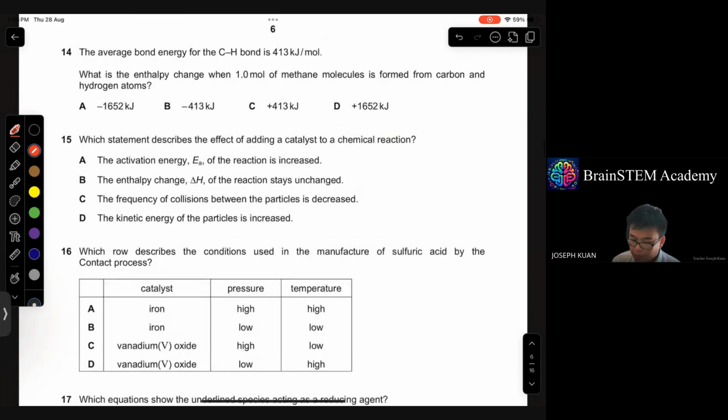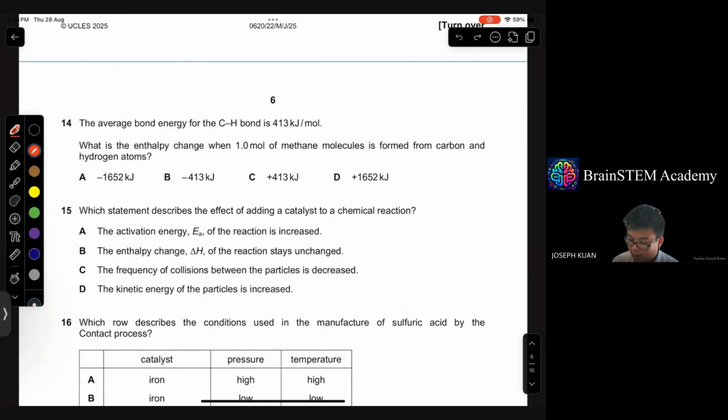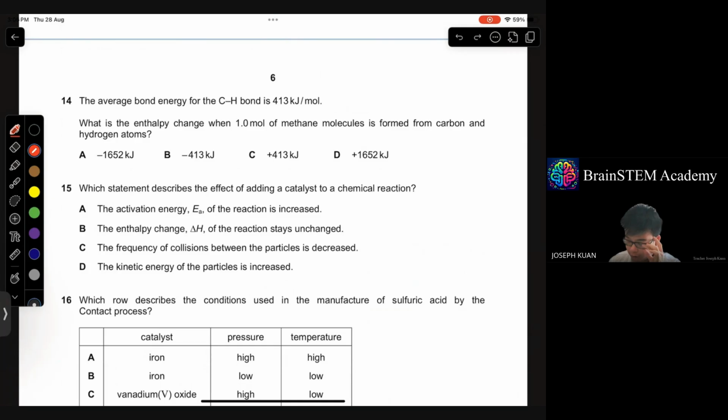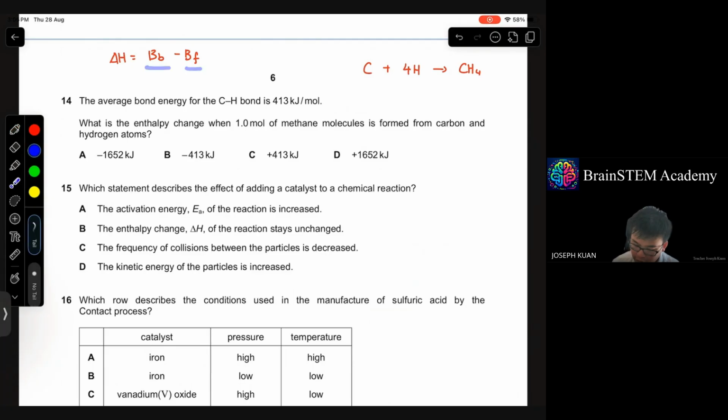Next, the average bond energy for the C-H bond is 413 kilojoules per mole. What is the enthalpy change when 1 mole of methane molecules is formed from carbon and hydrogen atoms? So carbon and hydrogen atoms, together they react and form methane. So the enthalpy change follows the formula of bond breaking minus bond formation. Right, energy used in bond breaking minus the energy released from bond formation.